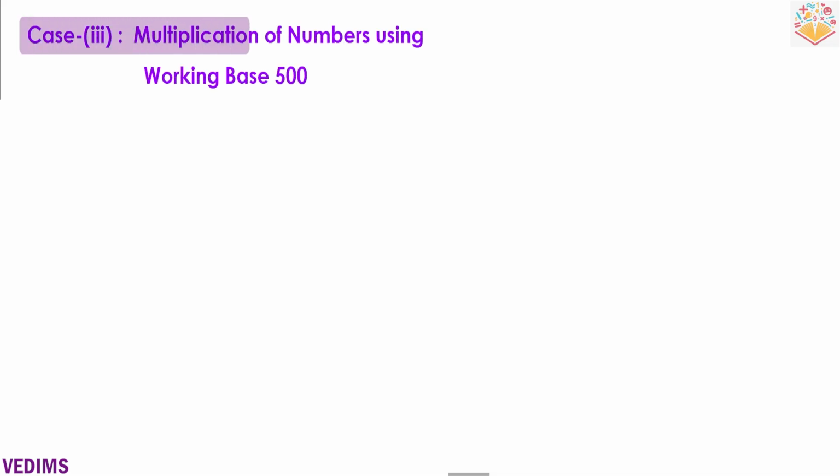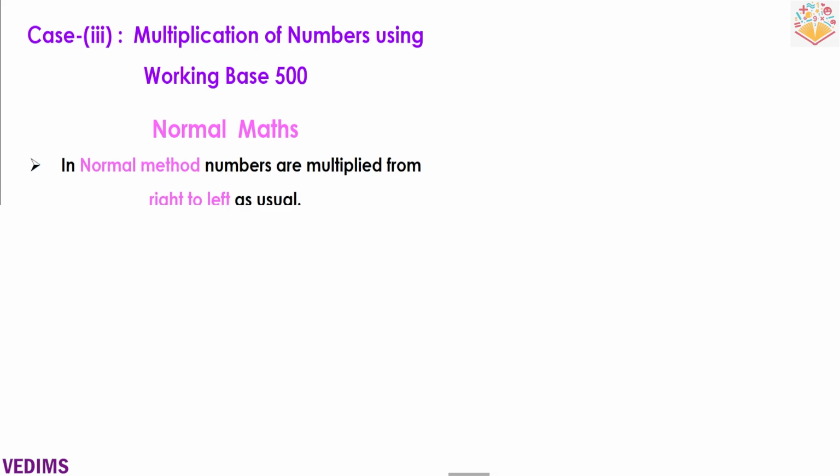Case 3. Multiplication of numbers using working base 500. Here you will get still bigger numbers. We'll take examples as usual in the normal method, right to left. Using school methods, you multiply. It takes a lot of time.